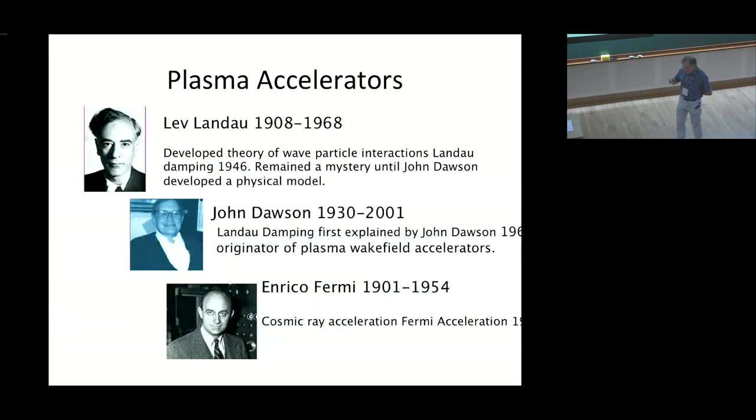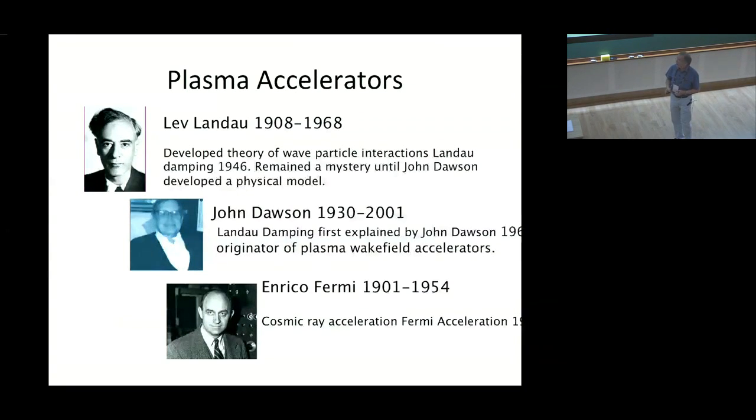But between, say, 1946 and 1951, there was this interesting period when people didn't really believe in Landau damping. A lot of people thought, well, it's just a mathematical artifact. It's just mathematics. There's no physics behind it. And it was not until the paper that John Dawson produced in 1961 that he actually showed the physical origin of Landau damping.